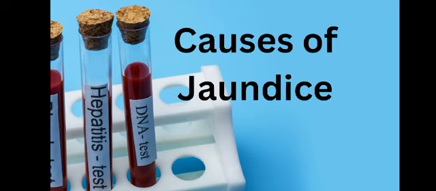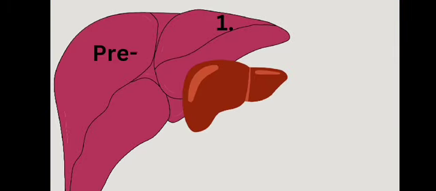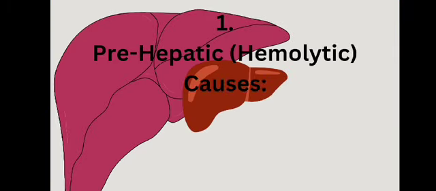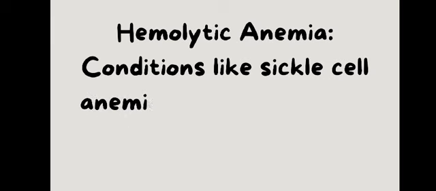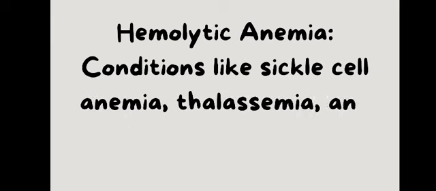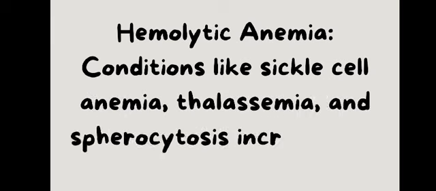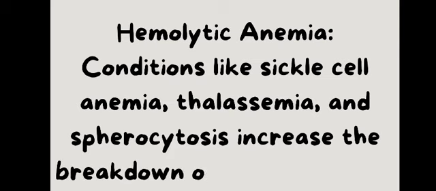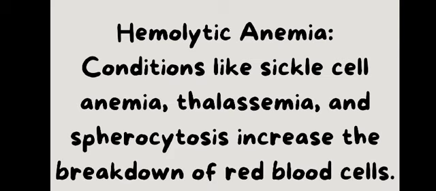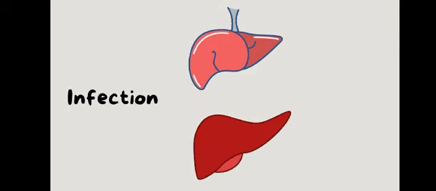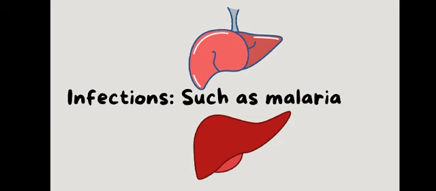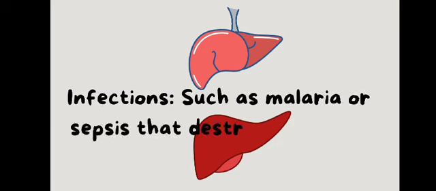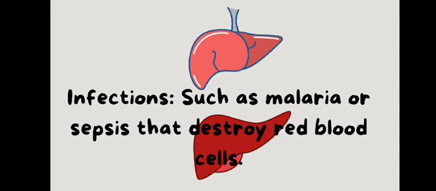What are the causes of this jaundice? First is the prehepatic, that is, hemolytic causes. In this case, different types of anemia like sickle cell anemia, thalassemia, and spherocytosis increase the breakdown of the red blood cells. Then there are infections such as malaria or sepsis that destroy the red blood cells.